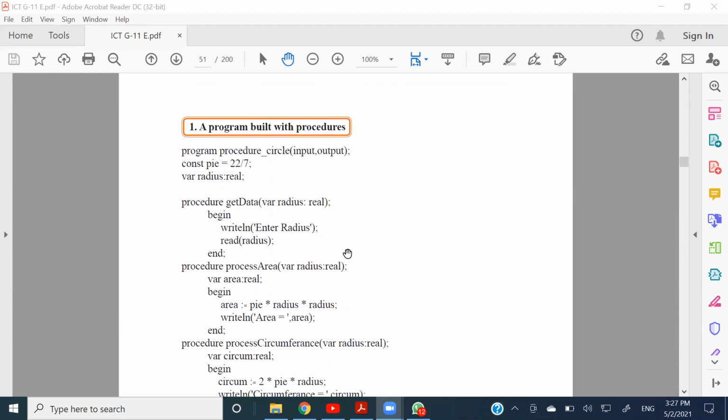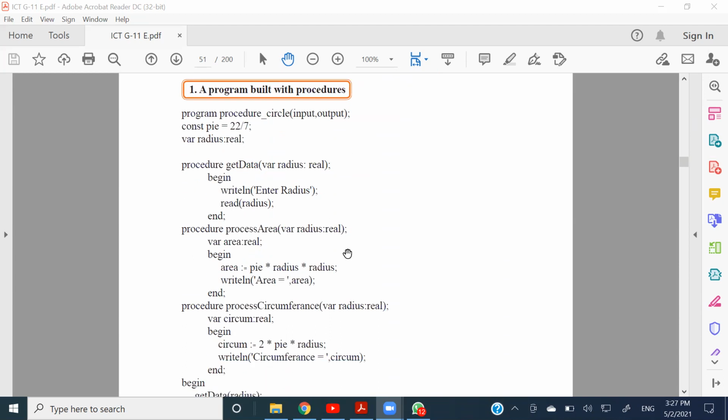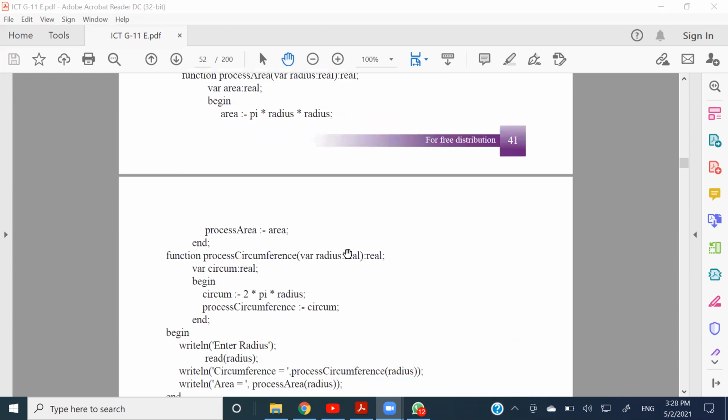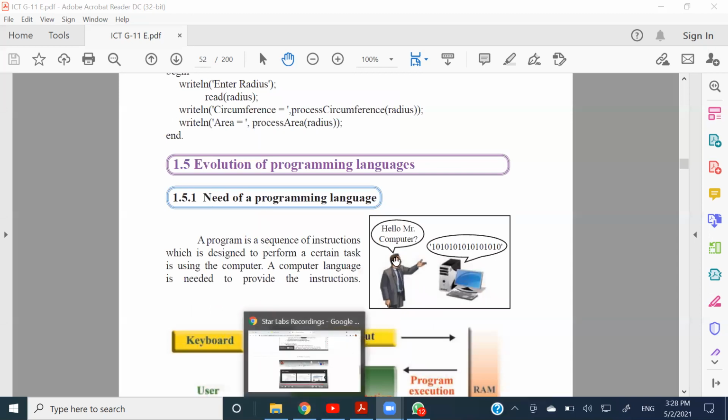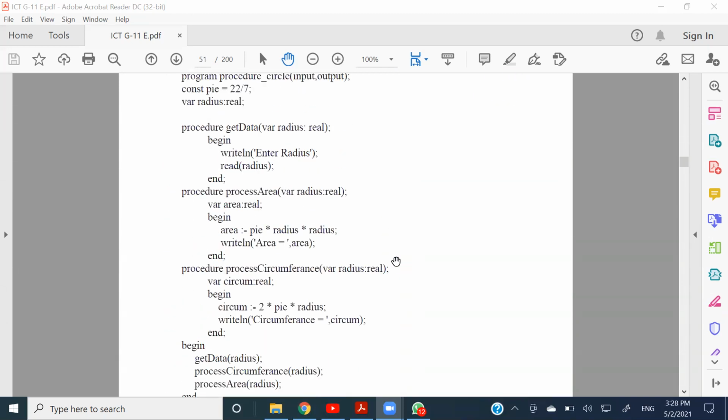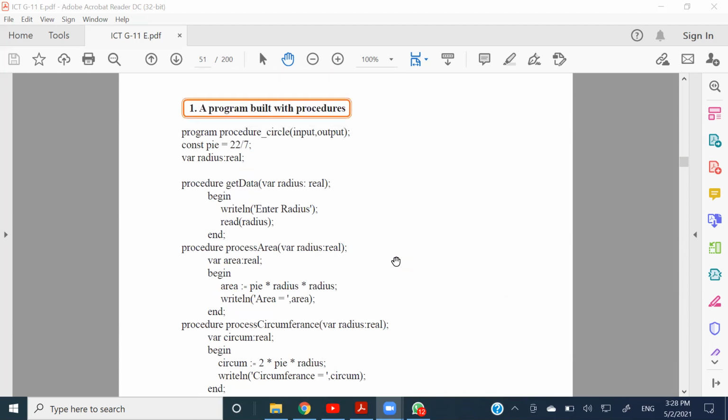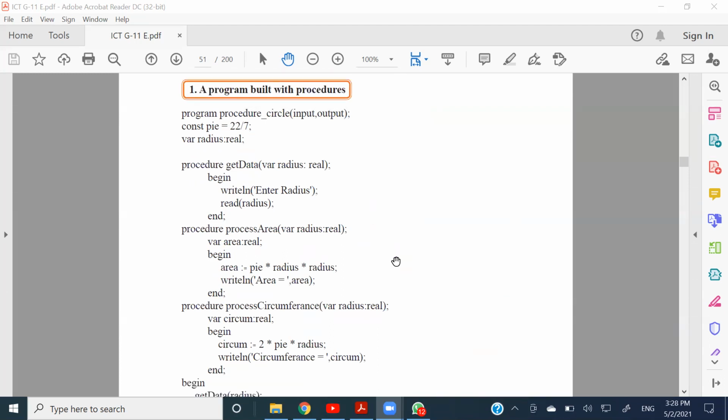Now here they have given us a program with procedures and a program with functions. I'll just explain how things are happening. We don't need to remember or write these things into our books. You are going to give the answers, and I'm going to ask you the questions.